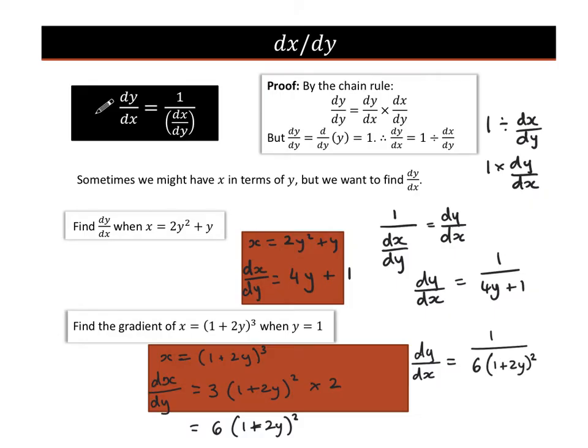The reason why I put 1 over is because I do 1 divided by that, okay? If this was a fraction, if I did 1 divided by that, we'll come to that bridge. Then when y equals 1, what's the gradient? I'm going to get 1 over 6 bracket 1 plus 2 bracket 1 bracket squared. 1 plus 2 is 3. 3 squared is 9. 9 times 6, 54. So my gradient is 1 over 54.